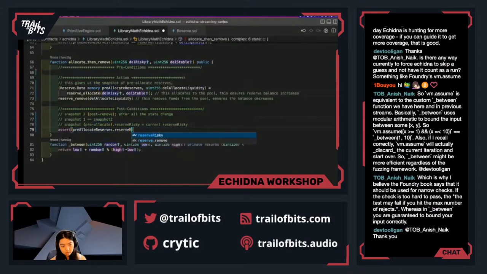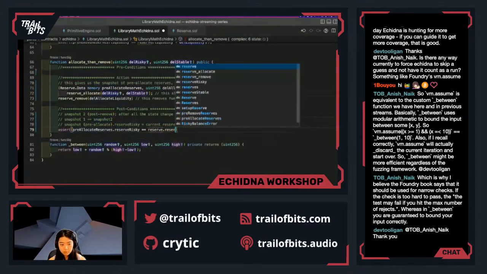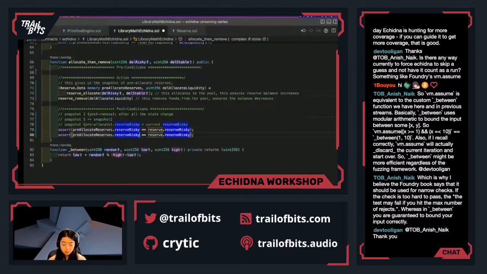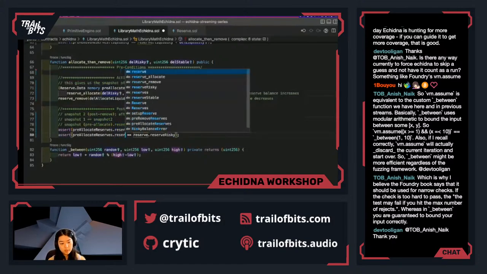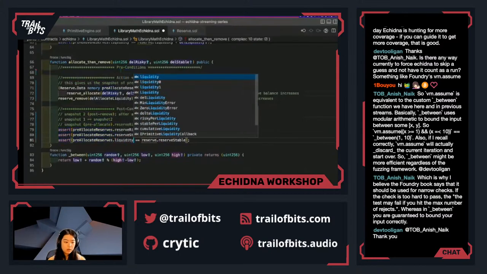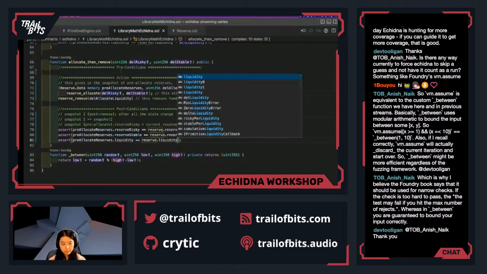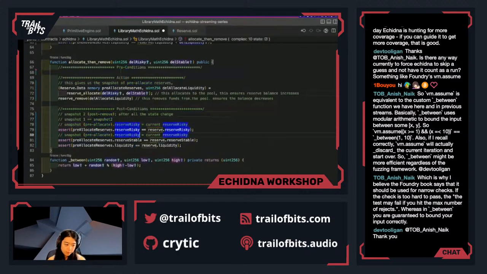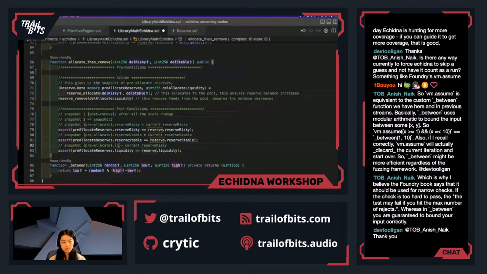We can do that by taking the reserve risky, ensuring that it's equal to the current reserve risky, because both the allocate and the remove would have made changes in place. We can do the same thing for the stable token, which is a pattern that we see quite often. And then we can also make that change to the liquidity. Basically, we're comparing the snapshot of the reserve risky and the reserve stable, and we can say the same thing about liquidity.